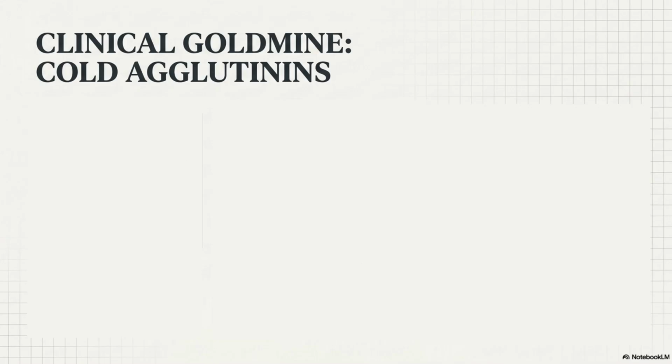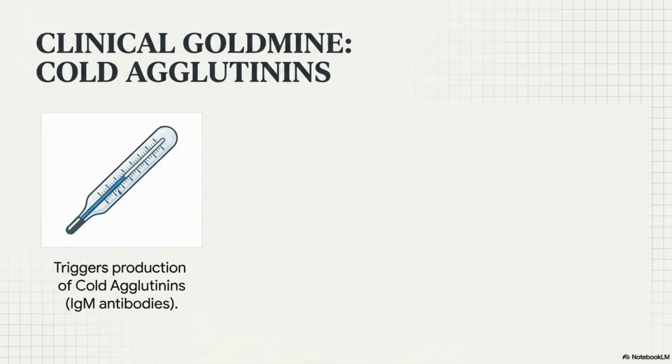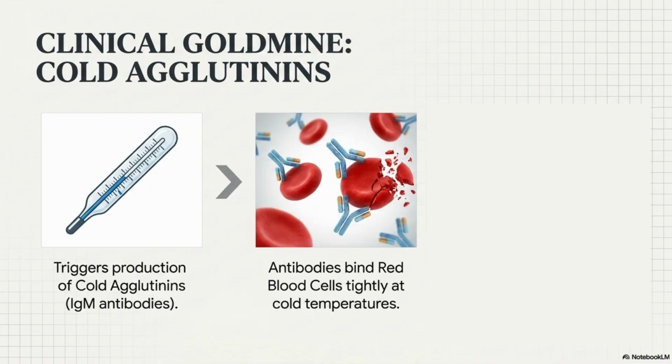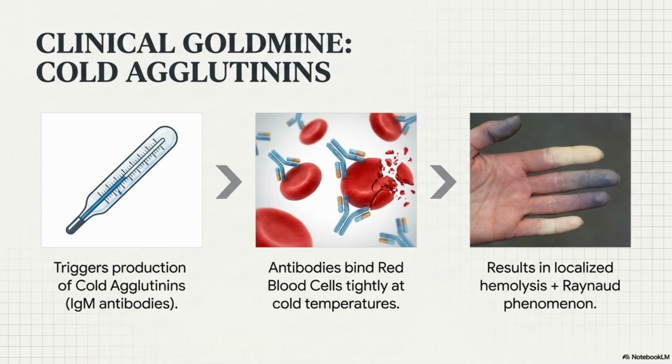Here's a clinical goldmine for your exams. Cold agglutinins. Mycoplasma triggers the production of cold agglutinins, which are IgM antibodies. These antibodies bind to red blood cells tightly at cold temperatures. This results in localized hemolysis along with the Raynaud phenomenon.